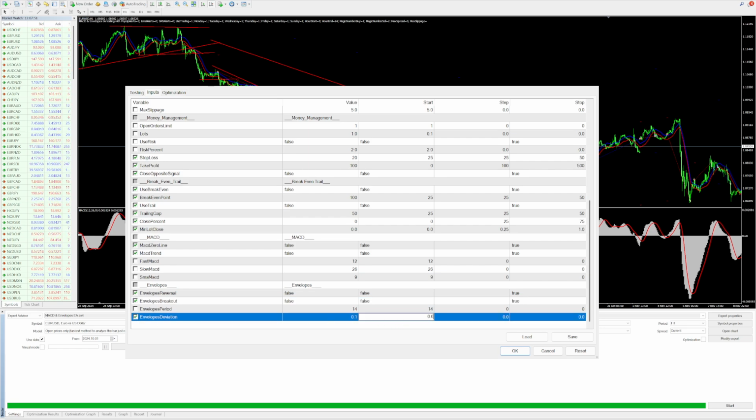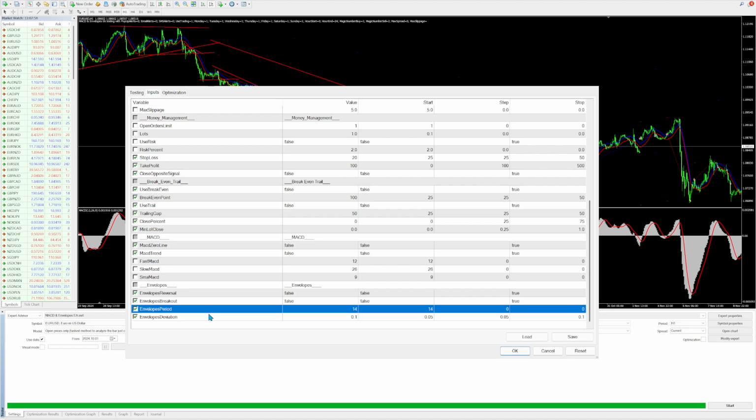So 0.05, and we'll stop at 0.1. Envelopes period as well, let's do 7 and 21. And for the MACD, I think we'll leave the MACD on.